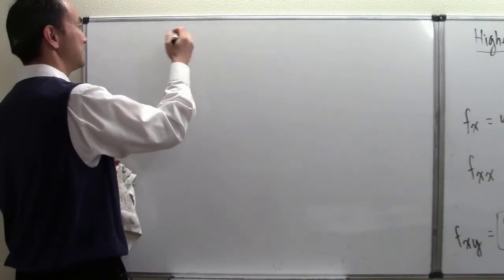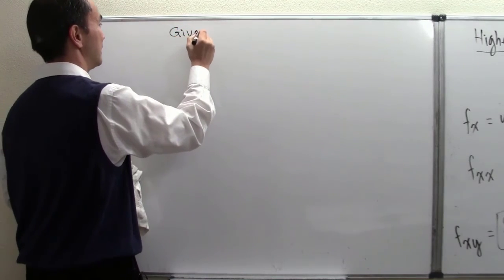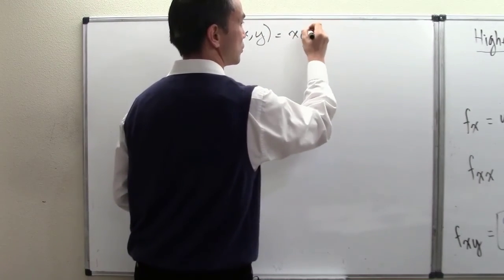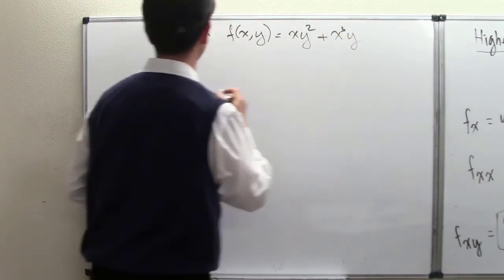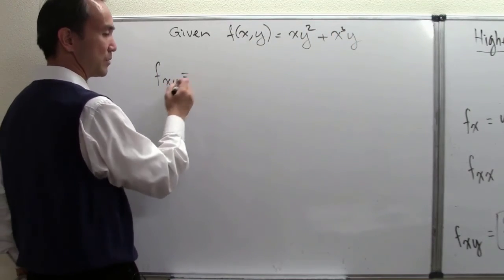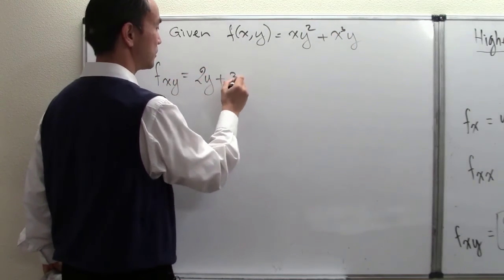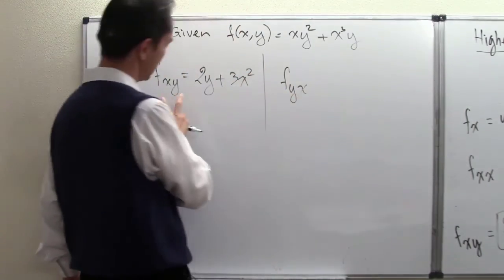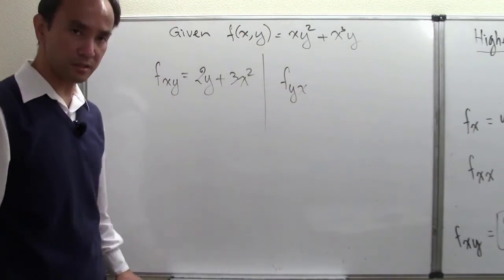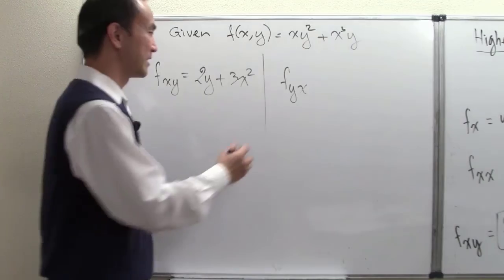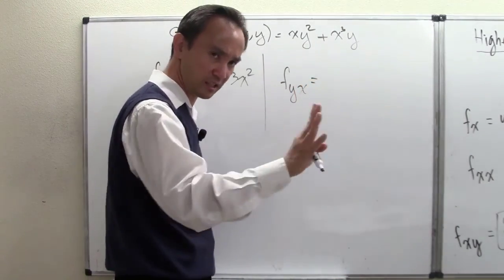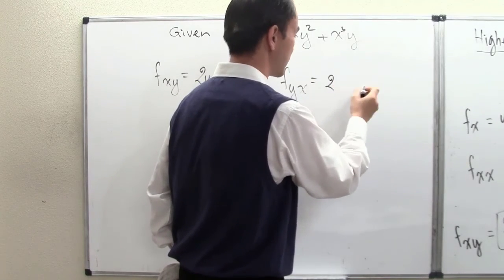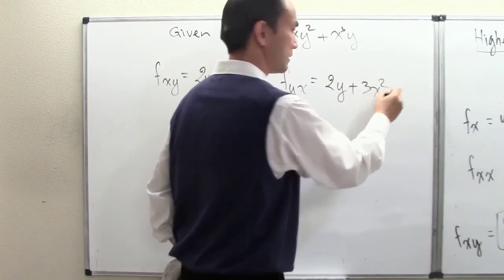Right from the demonstration example that I've given, we had that function xy squared plus x cubed y, and we found all the way down to f_xy being 2y plus 3x squared. We found for ourselves our f_yx. See, the order of the partial derivatives got switched. It's two different orders, so technically they're different things. But this gave me, from the previous results, 2y plus 3x squared.